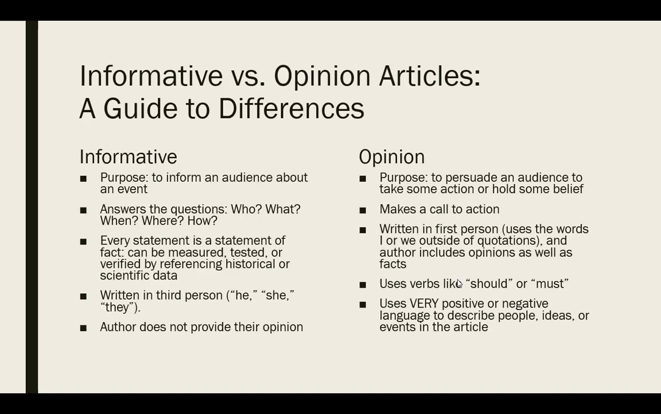Okay, a lot of information on this slide. I know I tend to overpack my slides, but let's talk about it. This is a guide to the differences between informative and opinion articles. So informative articles, as we've said, their purpose is to inform an audience about an event. Their purpose is to answer the questions: who, what, where, when, and how.